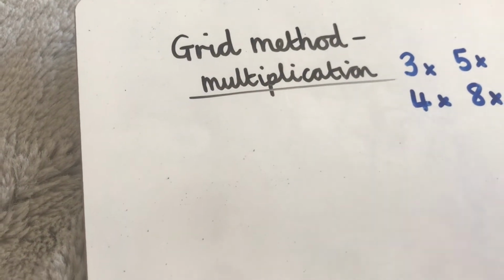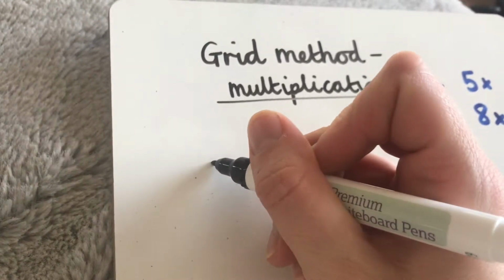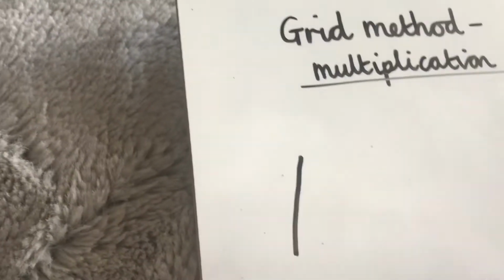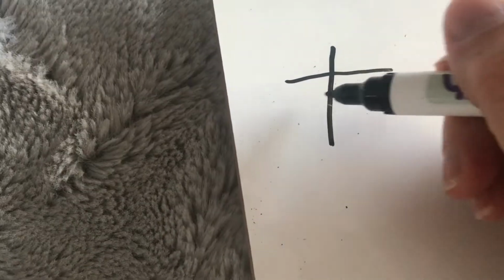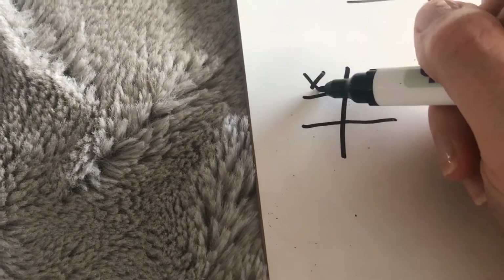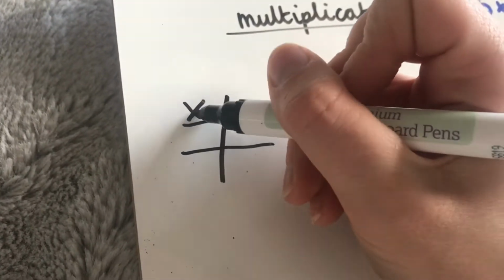Okay, so when you're drawing the grid, you want 3 lines. Can you remember? You want 1 vertical line and then 2 horizontal lines, okay? So you put your X up there, that's your multiply sign, yeah?